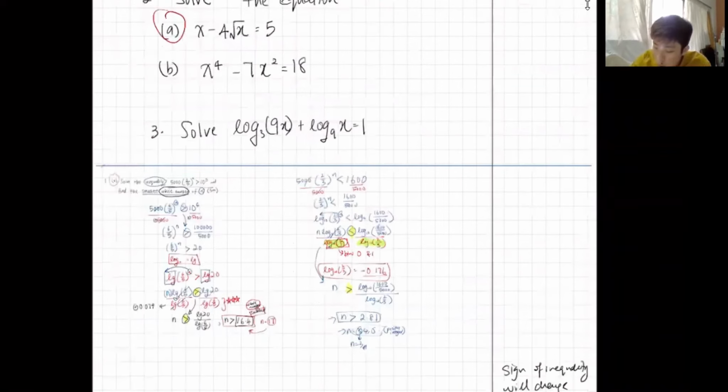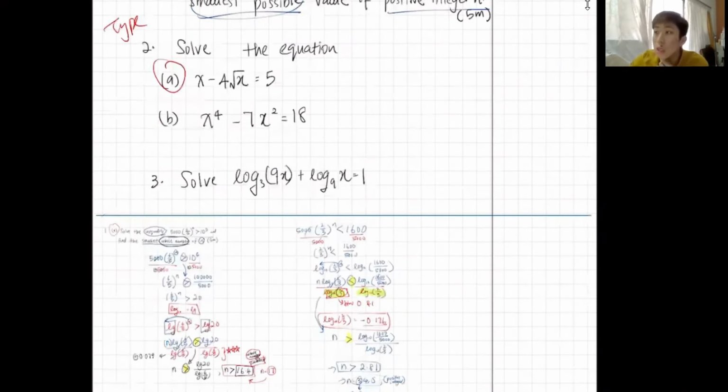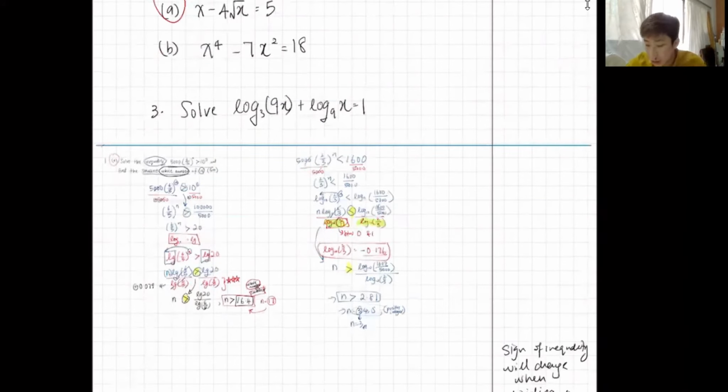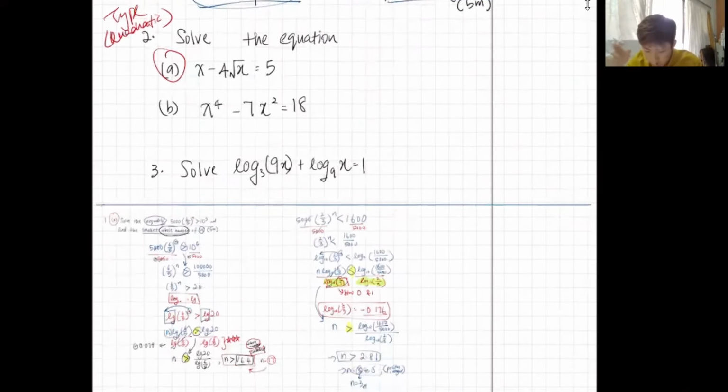Question 2 is about solving. It's another type of question. Okay, I give you a different type of question. This is another type also. So question 2 type is basically you need to solve it using a quadratic equation. Quadratic type. Okay, you see, I focus on the type, as I mentioned many times. It's the type of question.